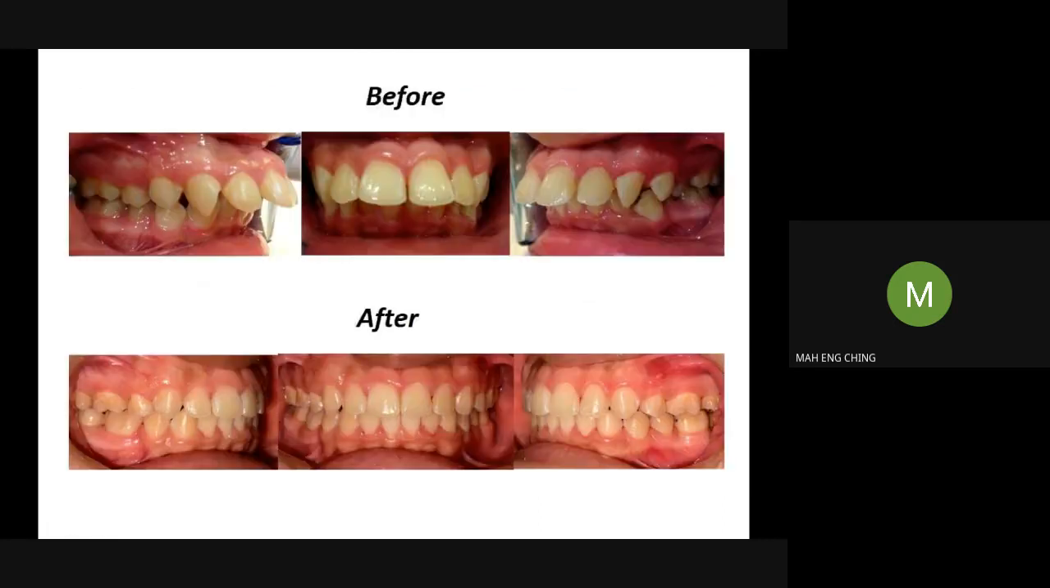Okay, class 2, with a tendency of scissor bite. So you have to look at it. This one, use functional appliance to bring the teeth back. Then after that, plus extractions of premolars to correct it.